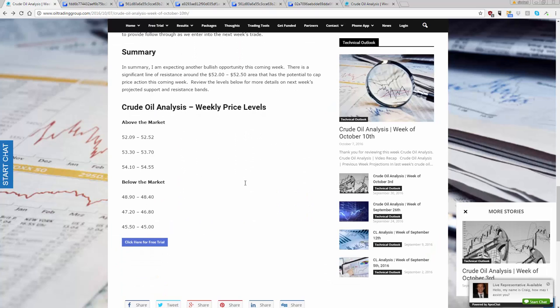So again, in summary, we're looking for this market to be bullish as we head into this week. There'll be a significant line of resistance around 52 to 52.50. We'll be watching for that this week. And here are your levels for the upcoming week. You can plot those on your daily chart and watch to see how those perform as the week progresses.